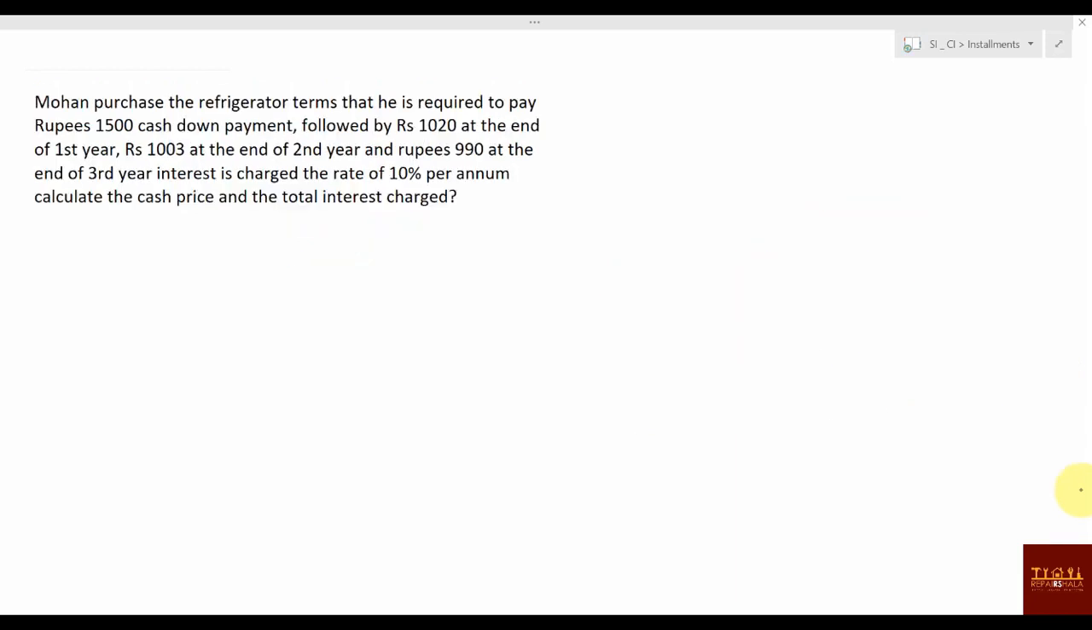This one. Very good question. Mohan purchased a refrigerator on terms that he is required to pay rupees 1,500 cash down payment, followed by 1,020 at the end of first year, rupees 1,003 at the end of second year, and rupees 990 at the end of third year. Interest is charged at the rate of 10% per annum. Find the cash price and total interest charged.